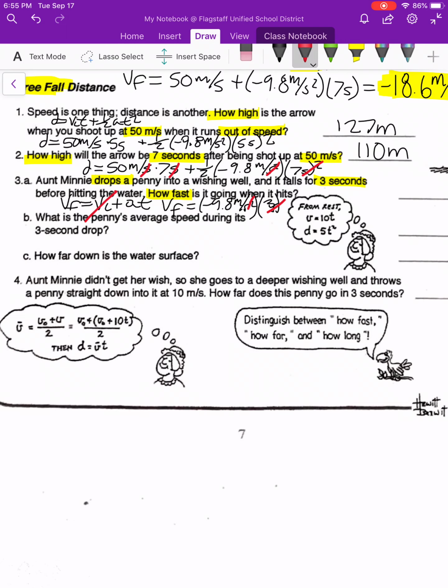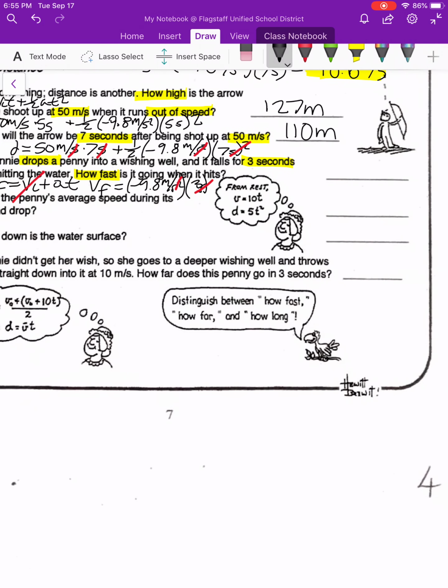Okay? So this should be about, using my calculator, I get 29.4 meters per second. Okay? You probably noticed I did something wrong. Forgot my direction, right? Negative 29.4 meters per second because it's going downward. It's falling. Okay, hopefully you guys caught that before I said something.